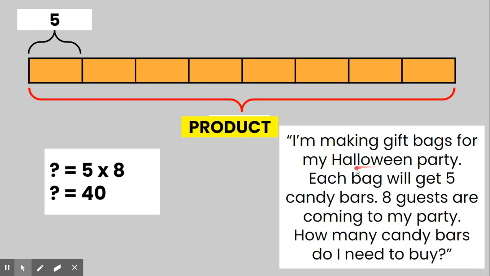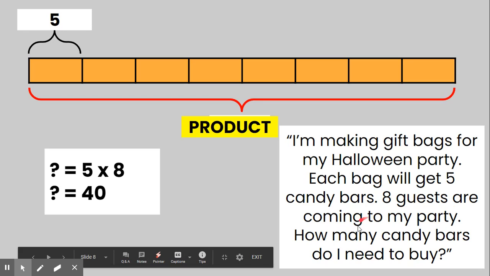I'm making gift bags for my Halloween party. Each bag will get 5 candy bars. 8 guests are coming to my party. How many candy bars do I need to buy?